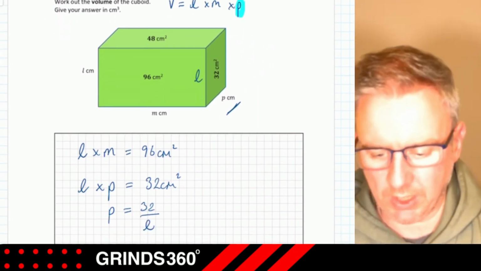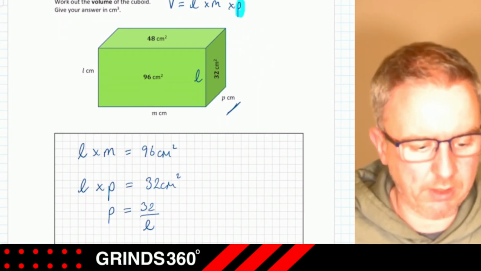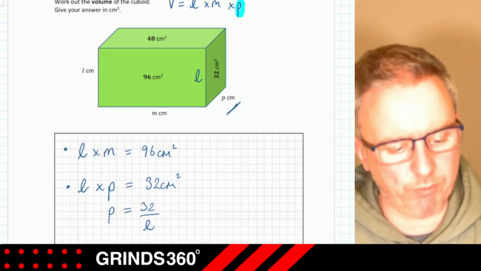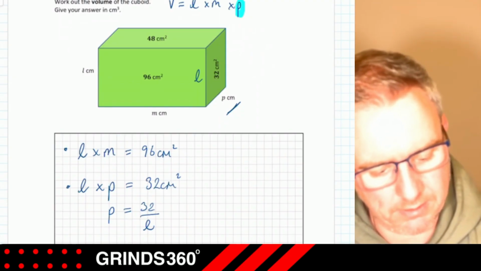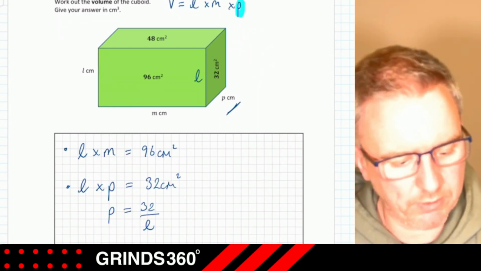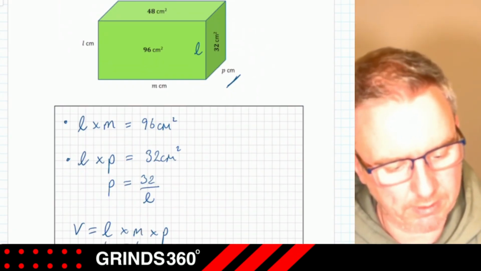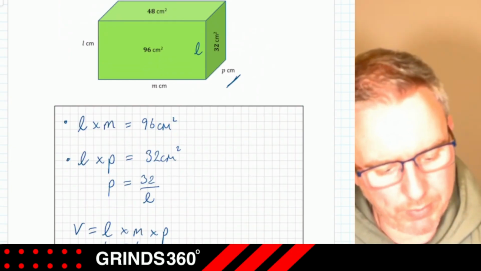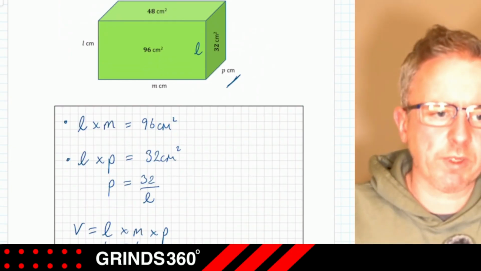So I could come along then and I could say, well, look, instead of trying to work out all of them, I'm going to go back to what my formula is. So I know the volume is L times M times P. So I'm going to sub in. So L by M, that first little part there, I know is 96. My P value then is 32 over L. So what do I do next?